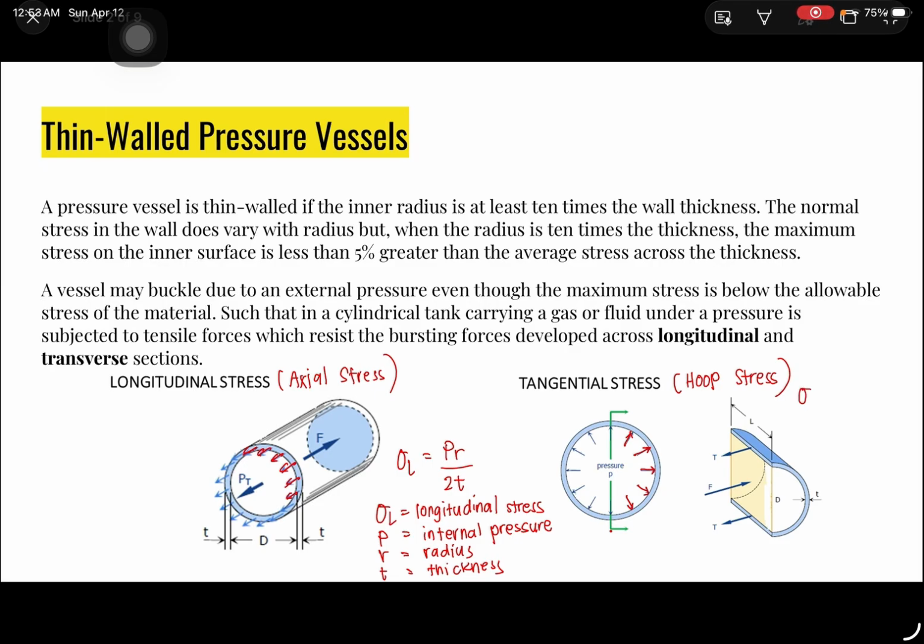So we have the formula for the tangential stress equal to PR over T, where P is the internal pressure, R is the radius, and T is the thickness. Then sigma sub H is hoop stress. Yung key idea naman po sa tangential stress is that hoop stress is twice the longitudinal stress. So ito ang mas dangerous.